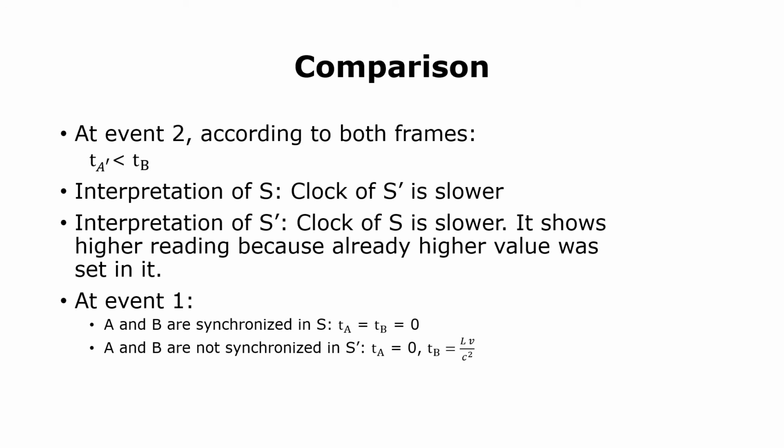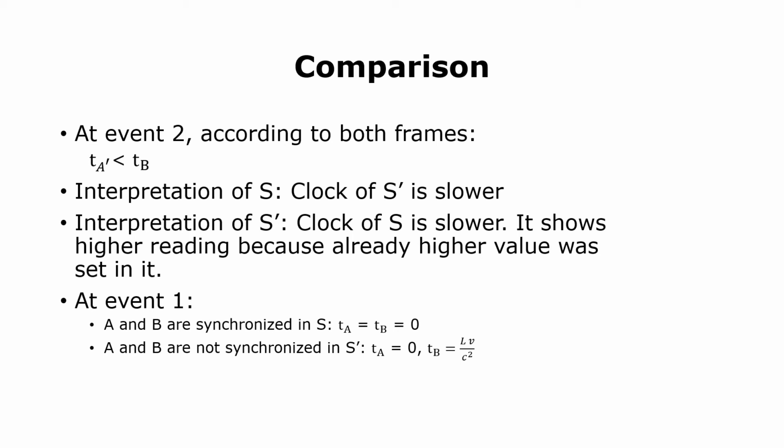Let us compare the perspectives of the two frames. At event 2, both frames agree on the readings of clocks B and A prime. These two clocks are next to each other at event 2. Both will say that the reading of clock A prime is smaller than the reading of clock B, but the frames will interpret this differently. S will say to S prime, your clock is showing a smaller reading than my clock because your clock is ticking slower than my clock.